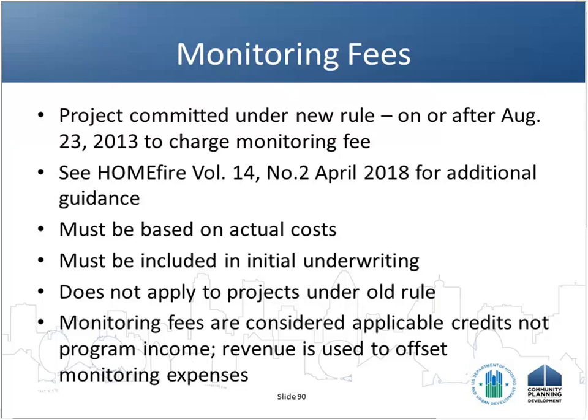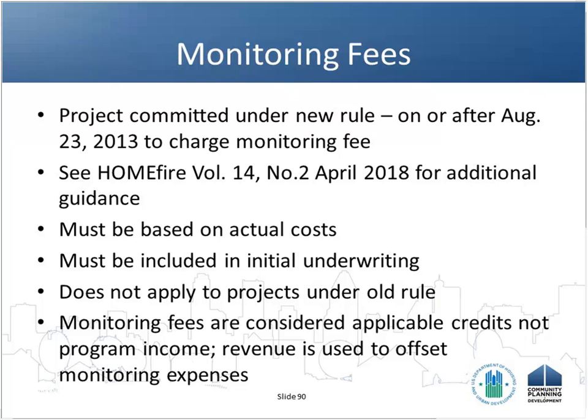But the key things here are that the monitoring fee that you're going to charge has to be based on actual cost. And so your first step on this would be thinking about how do I establish what a reasonable monitoring fee is. It would be based on average actual costs that are going to be incurred. That monitoring fee needs to be included in your initial underwriting. So if you're going to charge that fee, you have to be able to determine, will this project be able to afford to pay that over the life of the property.